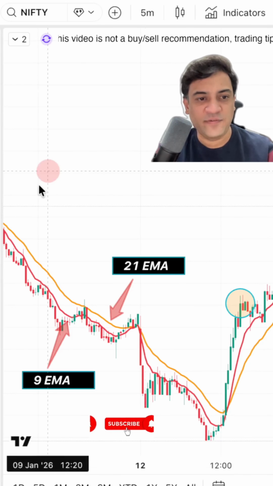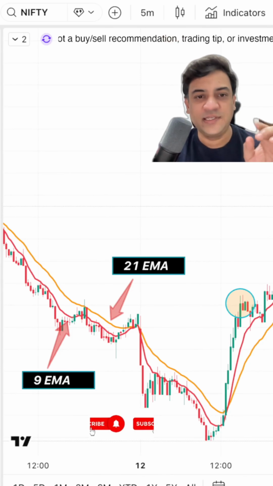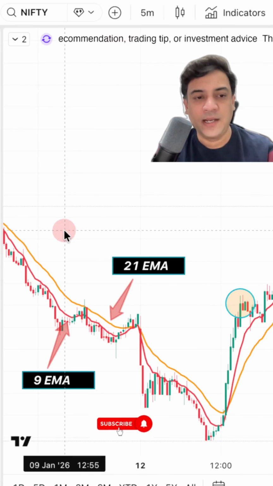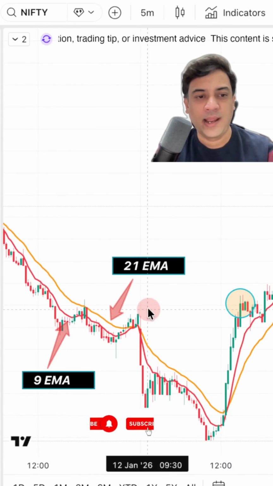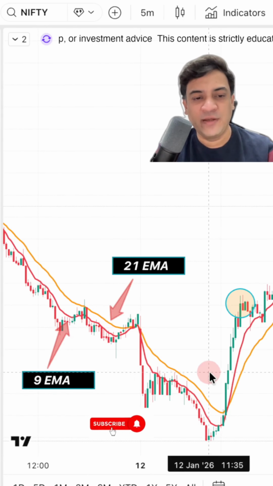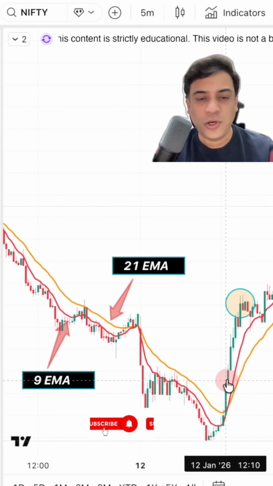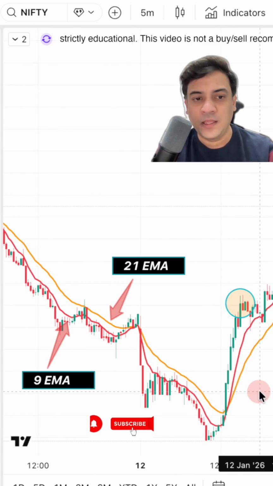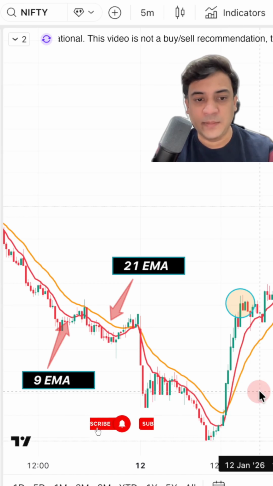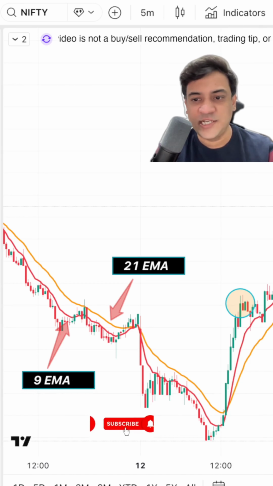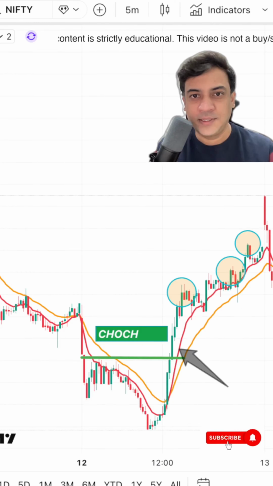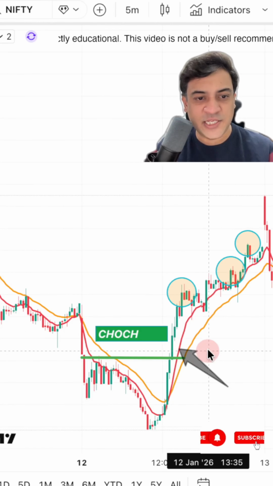This is the chart of Nifty. Now for this strategy, we use a 5 minutes time frame and two EMAs, 9 and 21. So whenever there is a crossover, in this case a positive crossover, we do not take an entry immediately. So we wait for a change of sentiment. Now in this case, the change of sentiment is right here. The arrow mark represents the change of sentiments.